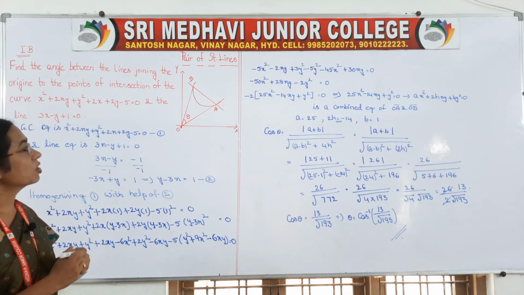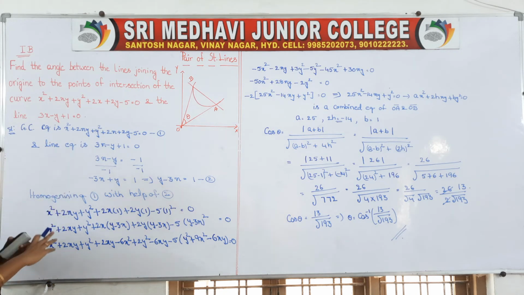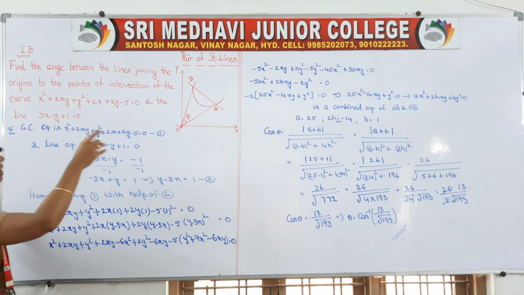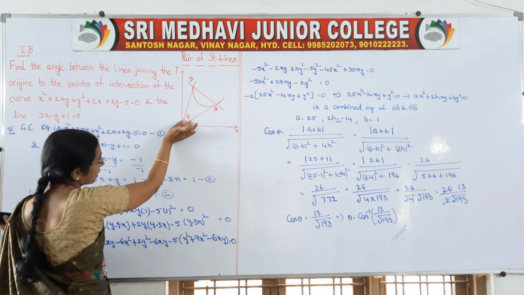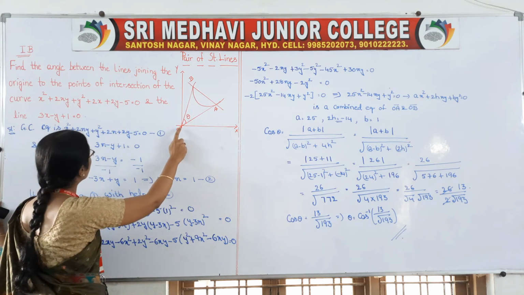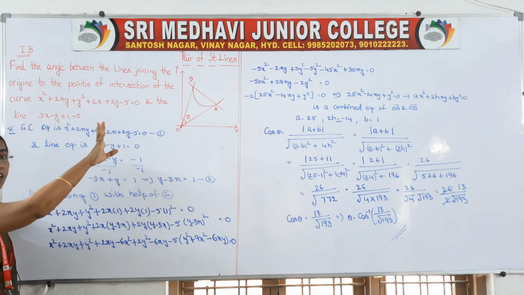Okay, so observe carefully. First, the given curve equation is this one. So in this problem, read the question. Find the angle between the lines. Find the angle between the lines joining the origin. This is the origin to the points of intersection of the curve and line.